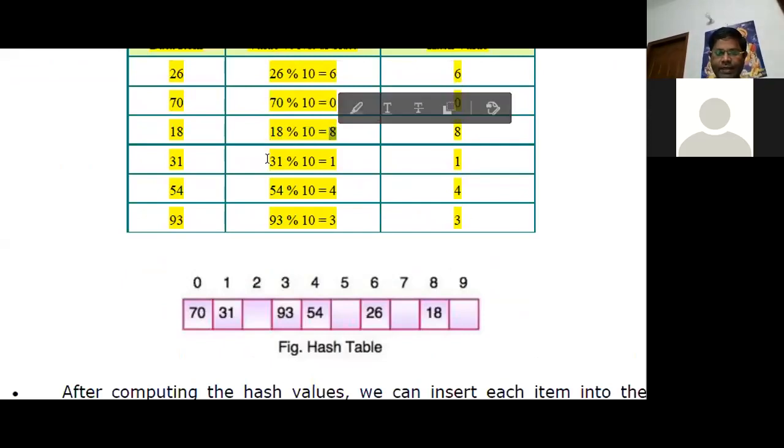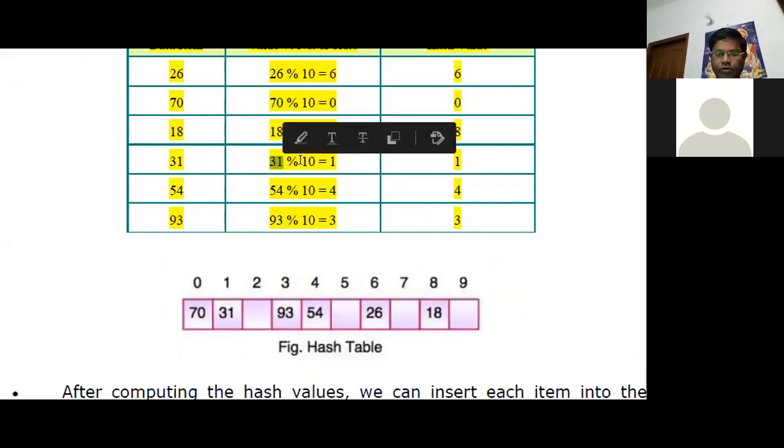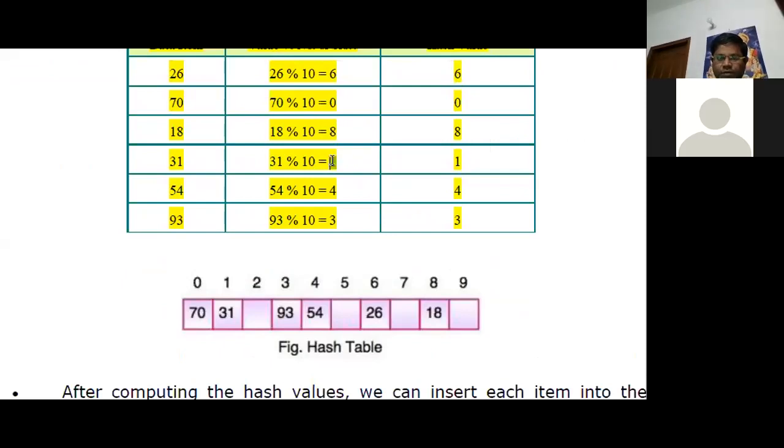Now the next element is 31. Again 31 modulo number of slots. The number of slots is 10. So 31 modulo 10, that will return 1. Next element is 54. So 54 modulo 10, that will return the value 4. The last element is 93. Again 93 modulo number of slots, that is 10, and the result is 3.